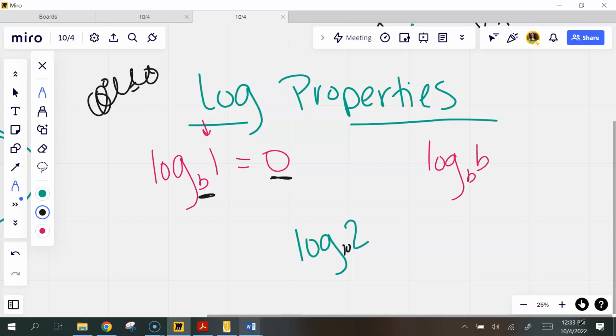I'm slightly impressed that y'all remember all this about logs. I like logs.